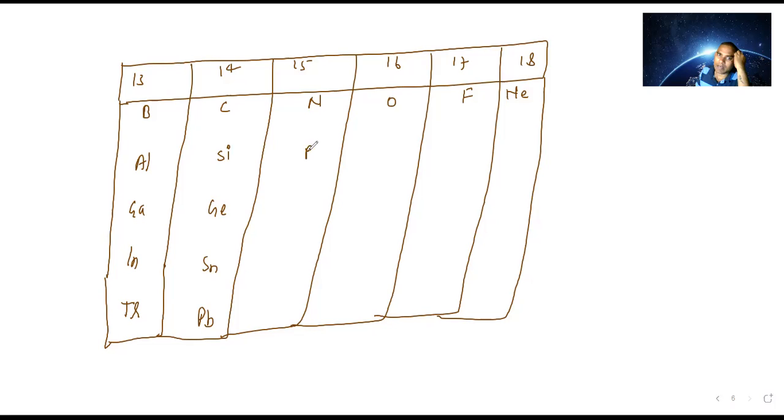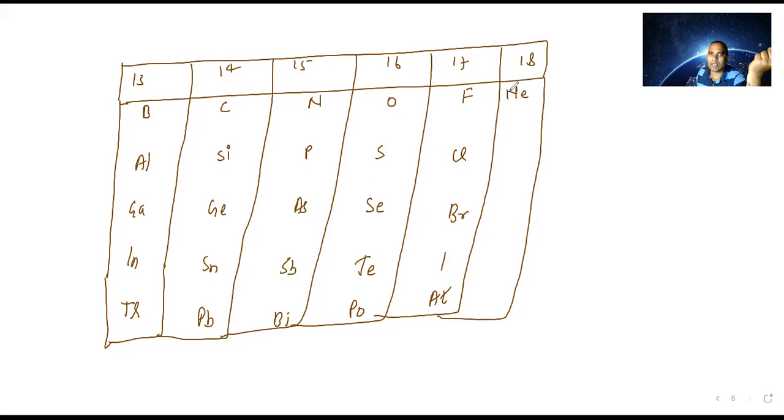Nitrogen, Nepal, Pakistan, Australia, sub Bimar. So nitrogen, phosphorus, arsenic, antimony, bismuth. Oxygen, sulfur, selenium, tellurium, and polonium. Here is fluorine. Fluorine, chlorine, bromine, iodine, astatine.